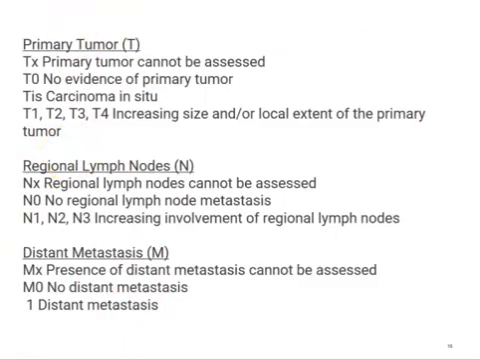This slide further breaks down the T and M. So with the T, when it's TX, we don't have a tumor, it cannot be assessed. T0, no evidence of a primary tumor. Then carcinoma in situ. And then we have staging T1, T2, T3, and T4. The increasing size corresponds with the increasing number. So T1 would be relatively small, and there are measurements associated with this. And then, of course, it gets larger as you go up. So T4 would be significantly larger than a T1.